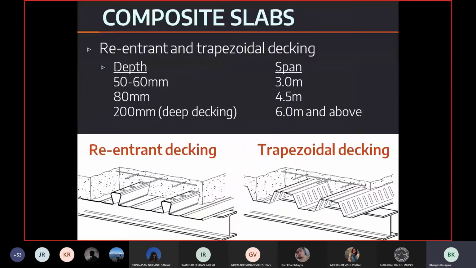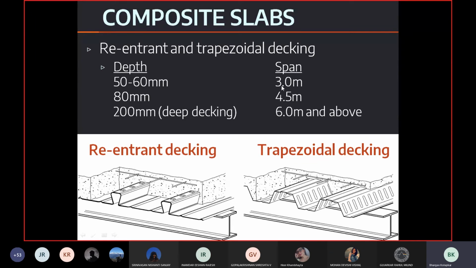This is a typical framing of composite slab. So yes, there are two deckings that are commonly used: a re-entrant decking or a trapezoidal decking. When I say depth of these deckings, it is the distance between the crest and the trough. So that's what is the depth. A depth of normally 50 to 60 mm is sufficient for spans up to 3 meters. And this is what we normally use.